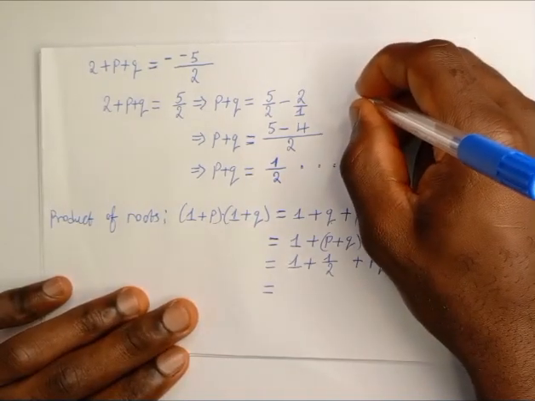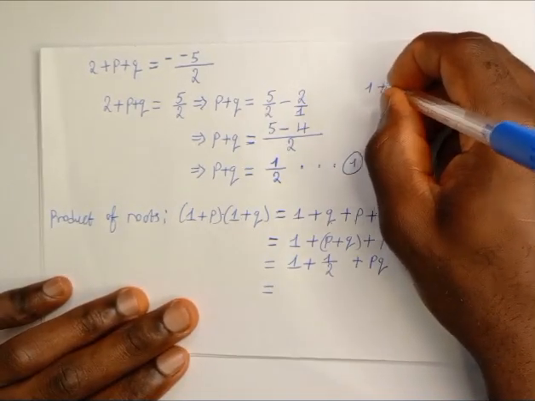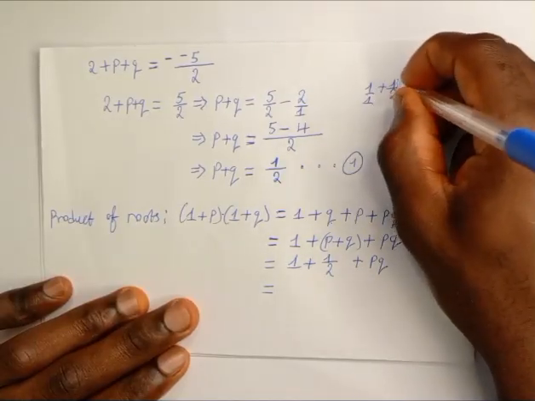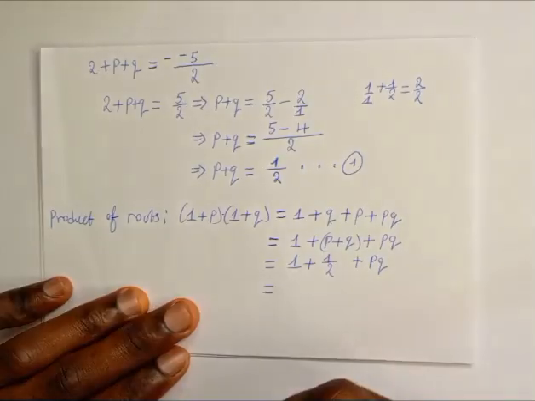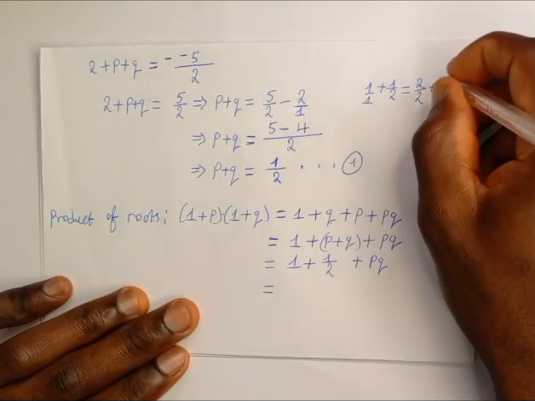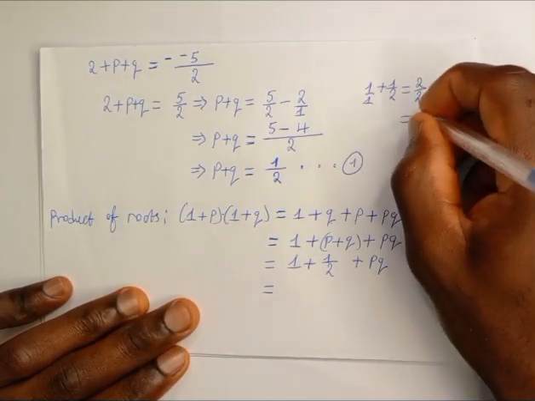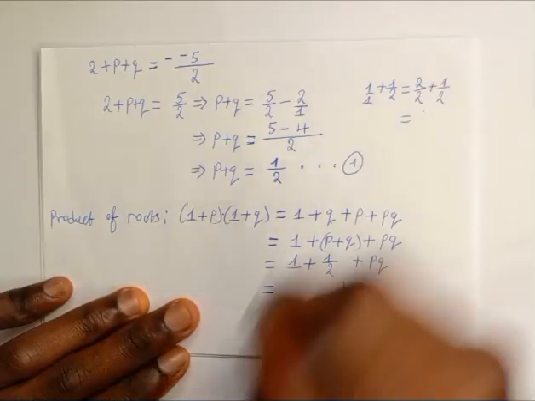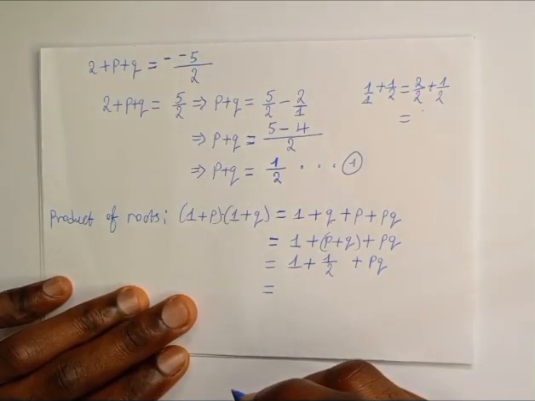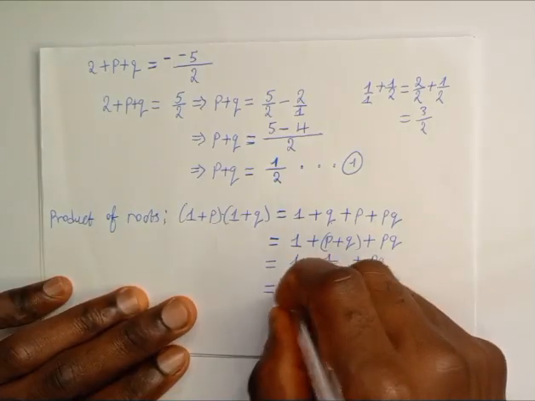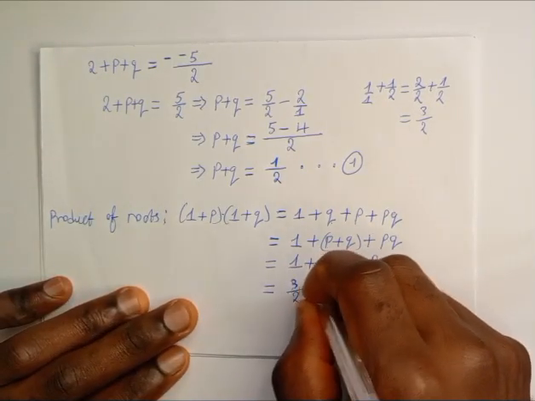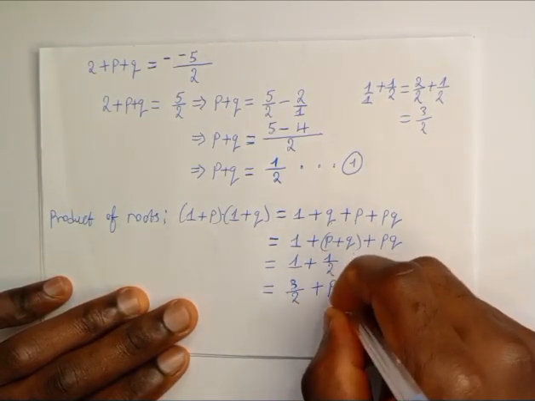We take 1 plus a half. 1 can be written as 1 over 1, and this is simply the same as 2 over 2. So 2 over 2 plus a half, with a common denominator, we can add their numerators. 2 plus 1 gives 3 over 2. So this will give us 3 over 2 plus p times q.